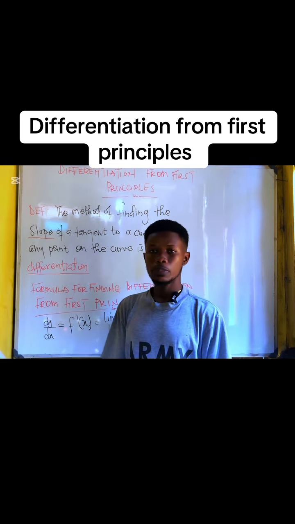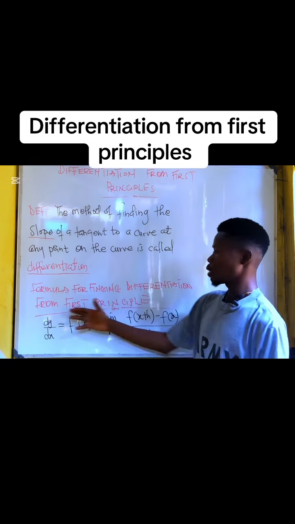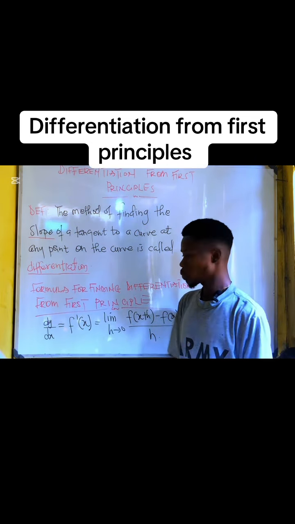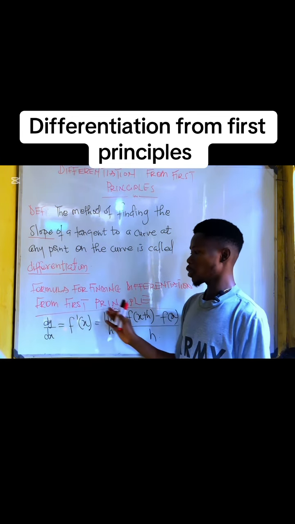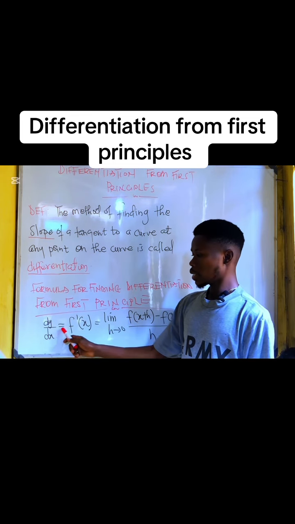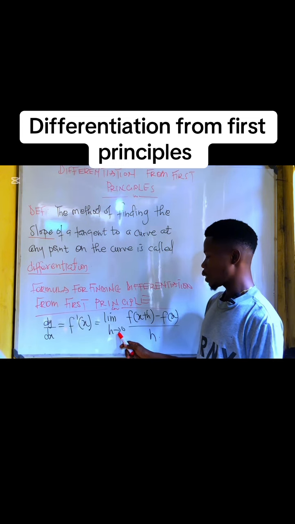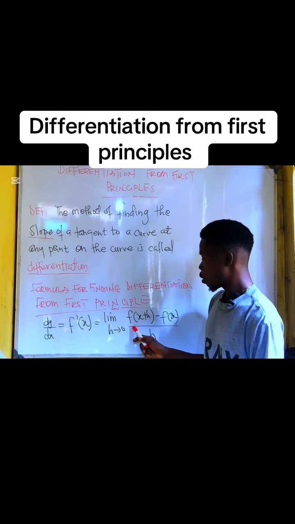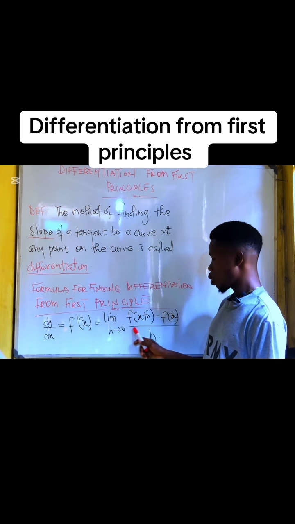Now let's look at the formula for finding the differentiation from the first principle. So this is the formula for finding the differentiation from the first principle. dy dx equals f prime of x equals the limit as h approaches 0 of f at x plus h minus f at x all over h.